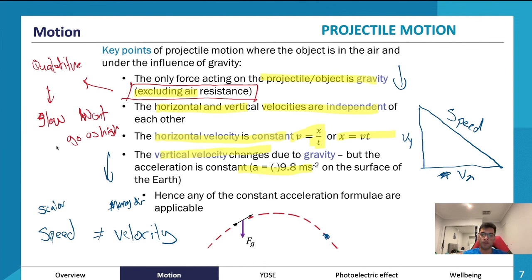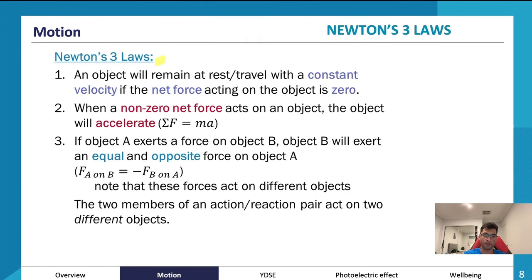The way you calculate speed is you use your Pythagorean theorem: velocity in the x squared plus velocity in the y squared, square rooted, will give you your speed, which again is scalar, and it is not the same as the velocity. So that is something that you have to keep in mind.